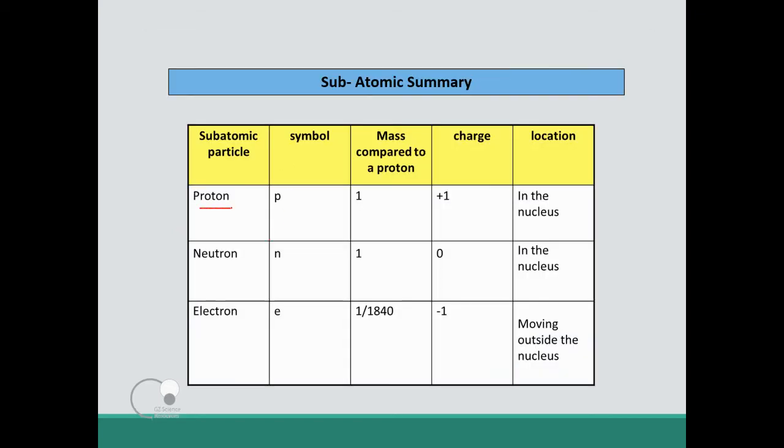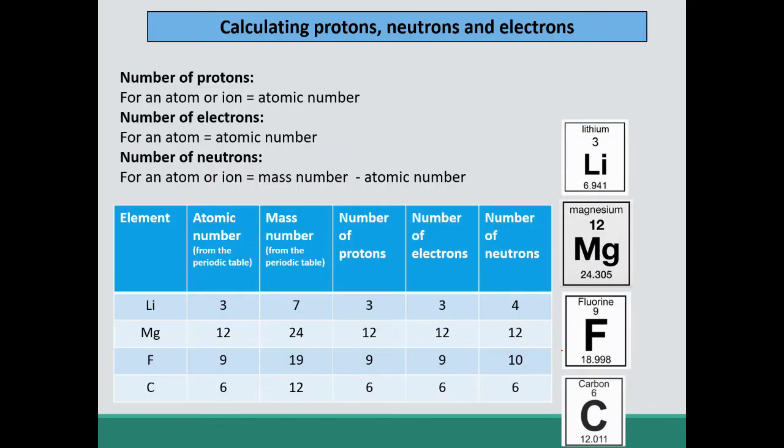Protons have a positive charge, and they are in the nucleus. Neutrons have no charge, and they are also in the nucleus, so they make up the nucleus together. So we've got protons and neutrons, and then we've got electrons. Electrons are really, really small, nearly 2,000 times smaller than protons and neutrons, and they've got a negative charge. Electrons move outside the nucleus.